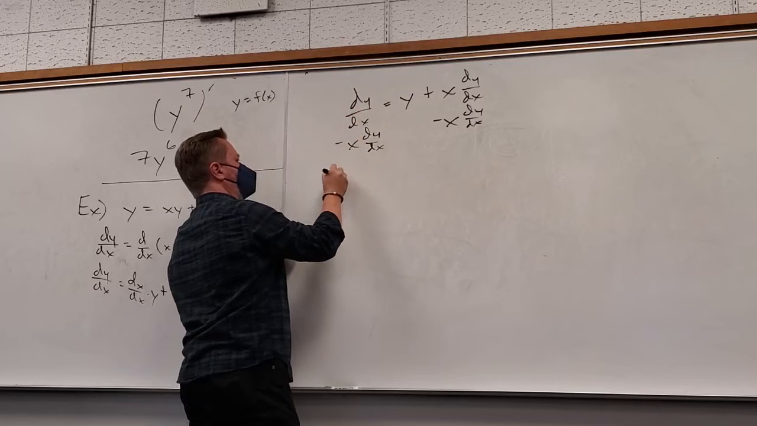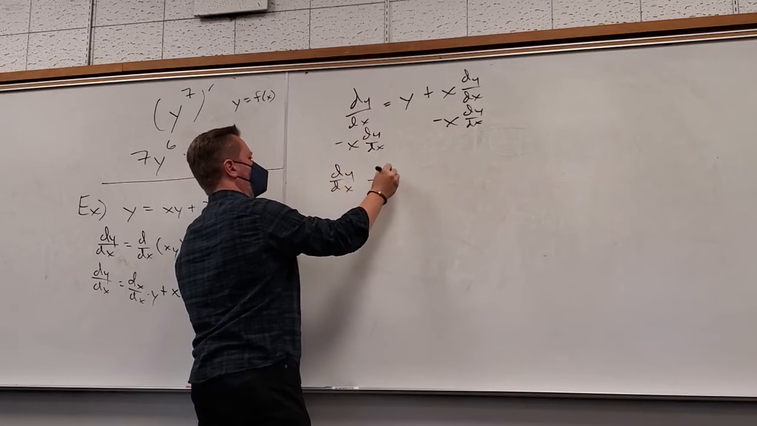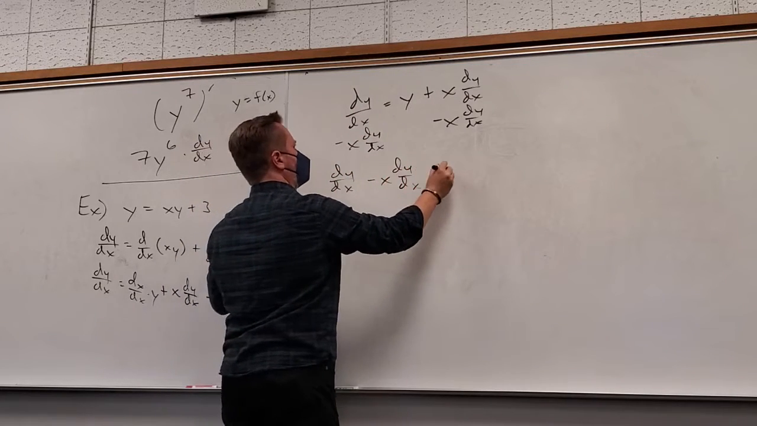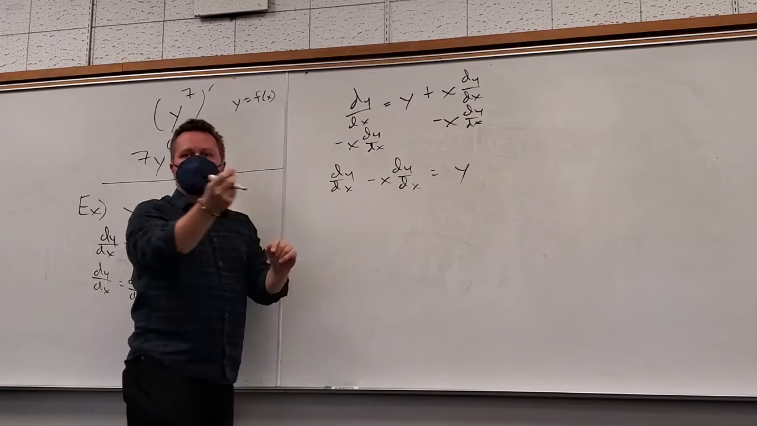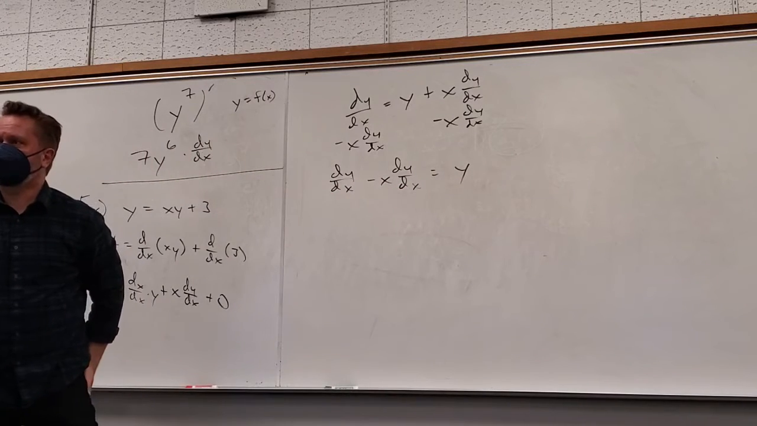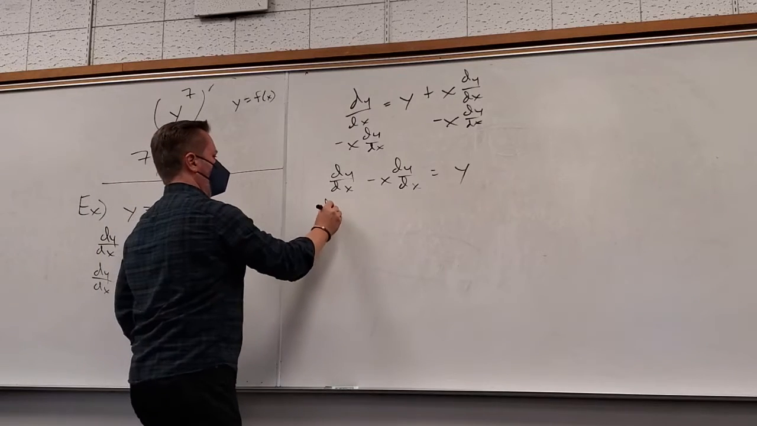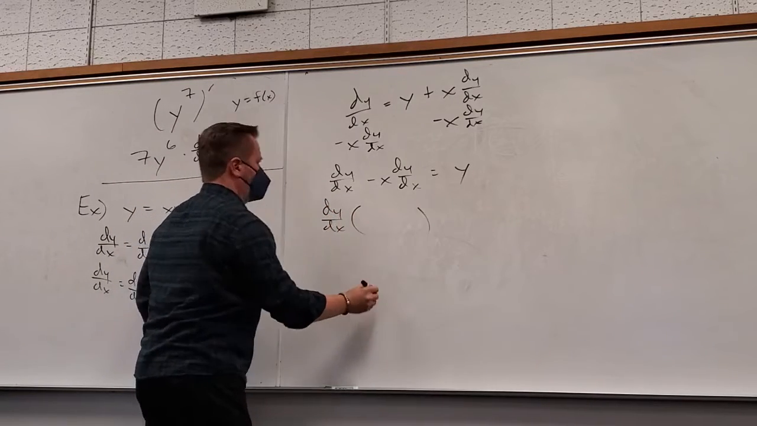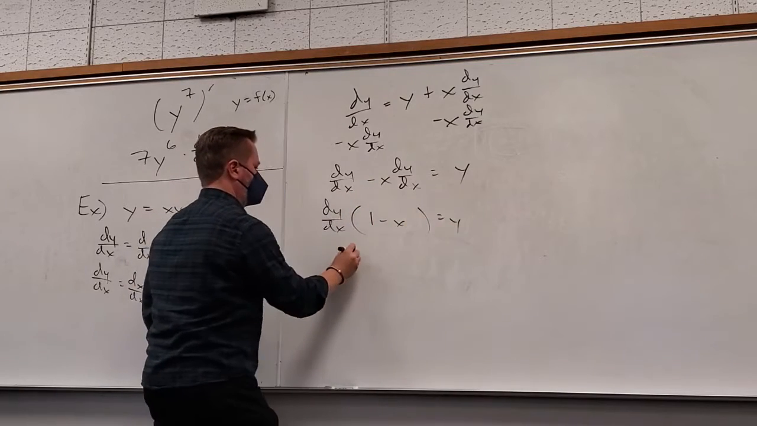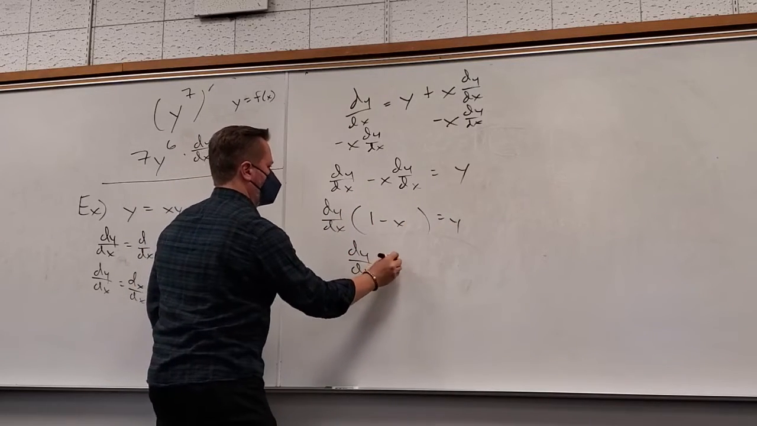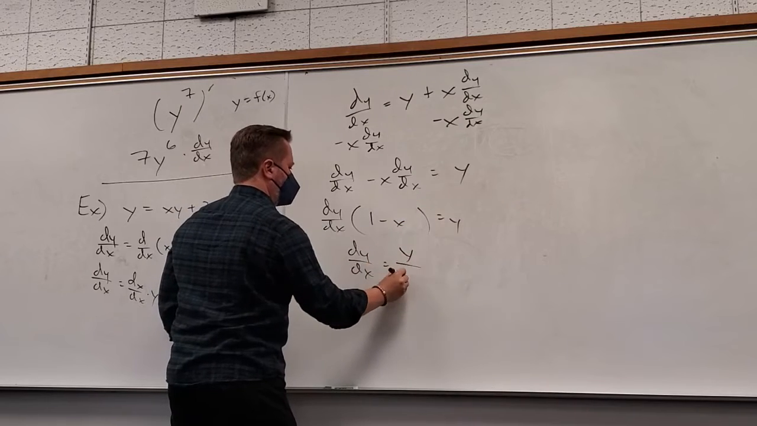I want to get everything with dy dx in it on one side. Because then what can I do? Factor it out. And then I see there's only one dy dx. There's not 2. There's 1. What's left when I do that? 1 minus x. Good, 1 minus x. So dy dx equals y over 1 minus x.